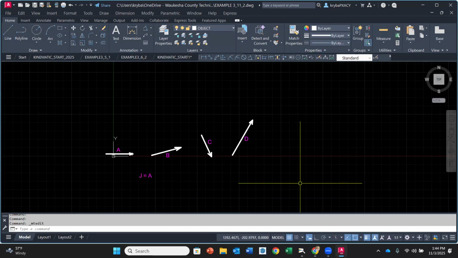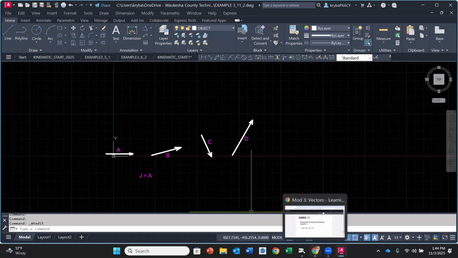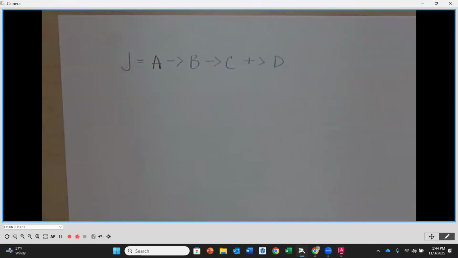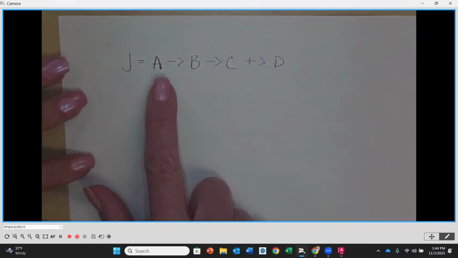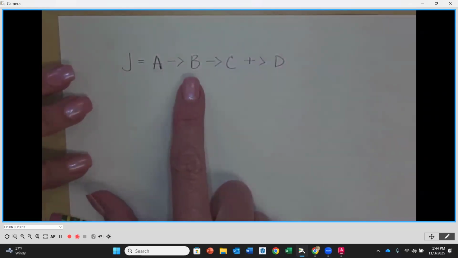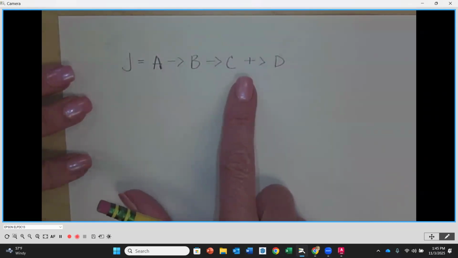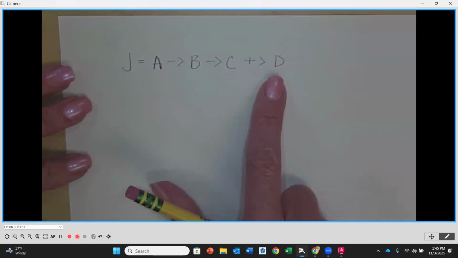Right. Looks like everybody's pretty close to having these in place, right? Okay. Once you have all four vectors in their positive drawn direction as identified in the problem, what we're going to do now is look at our vector equation. As they have it stated, they want us to find the resultant J using A minus vectorially B minus vectorially C plus vectorially D.